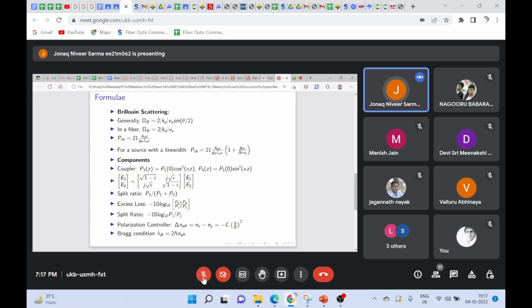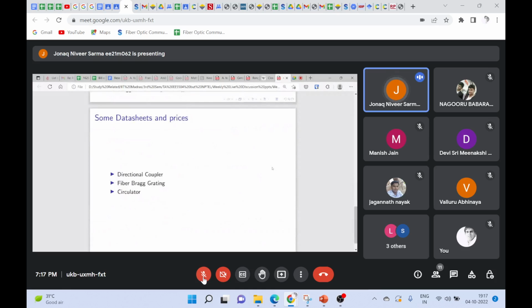So these are just a few of the selected formulae and all that were introduced. So be careful about what is in linear scale, what is in dB scale. Be comfortable converting between all those.